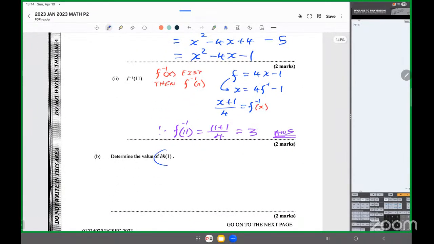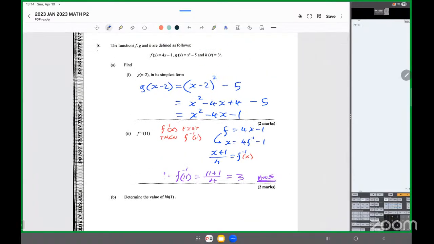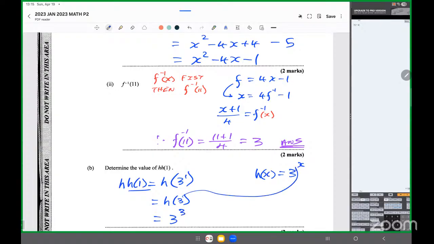Let's do h of 1. So what is the h again? The h is 3 to the x. Remember, the h of x is 3 to the x. So the h of 1 first, we're doing by putting 1 there. So it becomes 3 to the 1, which is 3. So we have h of 3 now. Then the h of 3 becomes 3 cubed. I put in the 3 in there now. It becomes 3 cubed, and the answer is 27. That's the answer, 27.